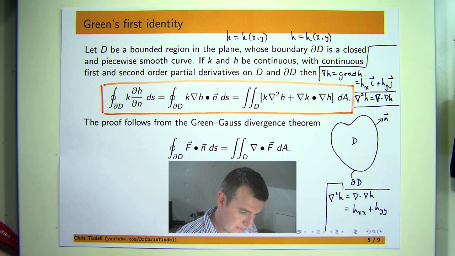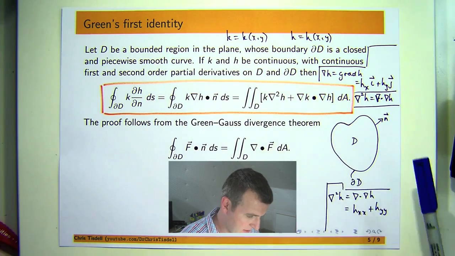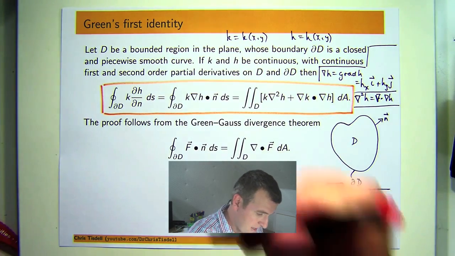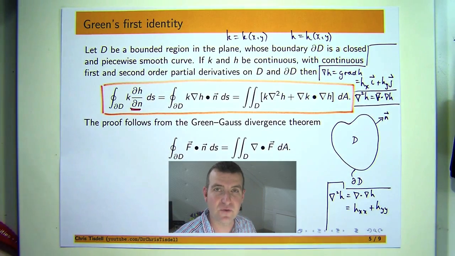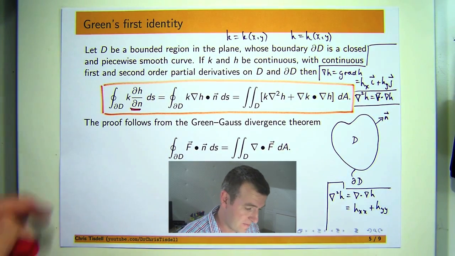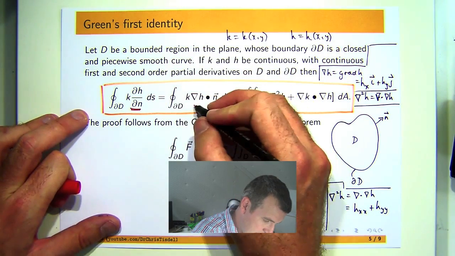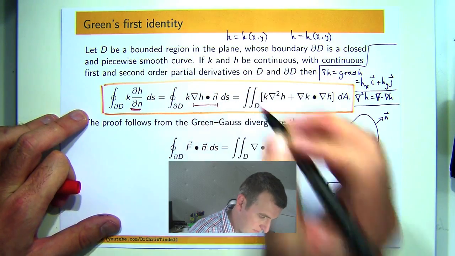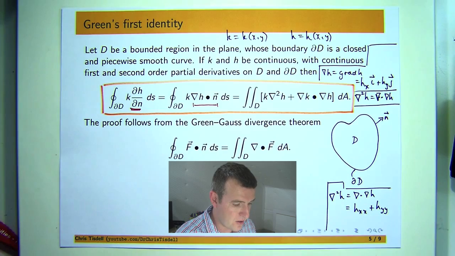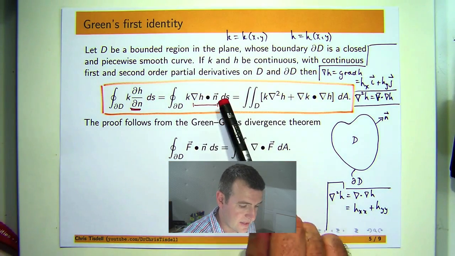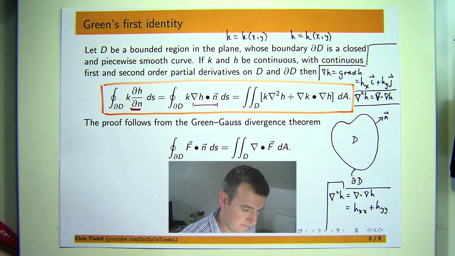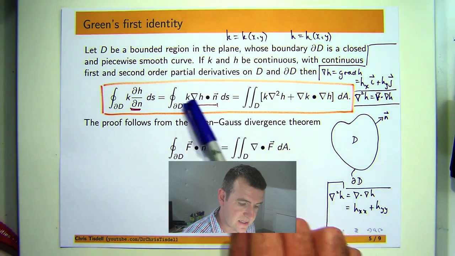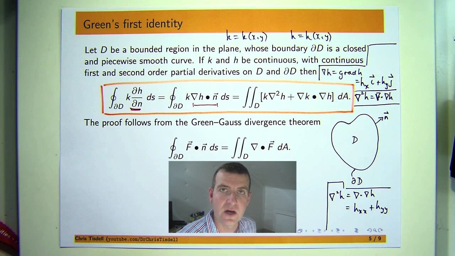Okay. I think that's everything here. Oh, actually, one more thing. This partial derivative notation, the dh/dn, is sometimes called the external or normal derivative. And it's just this part here, okay? So it's the component of grad h in the direction normal to the set D. Okay, so that's Green's first identity.